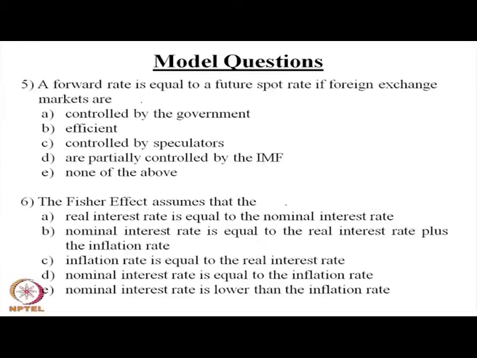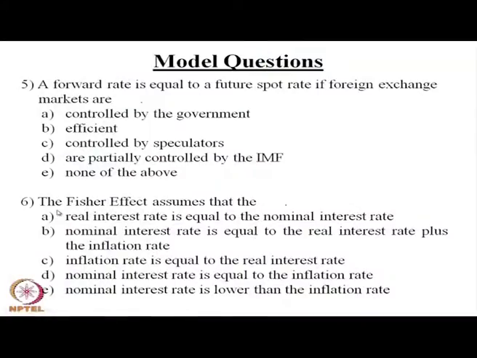Number 5, a forward rate is equal to a future spot rate if exchange rates in foreign exchange markets are controlled by the government, or efficient, or controlled by the speculators, or partially controlled by the IMF, or none of them. Forward rate being equal to the future spot means there is no arbitrage opportunity available, and there is no control on the movement of foreign currency. So, it is the efficient market. In an efficient market, the forward rate is equal to the future spot rate.